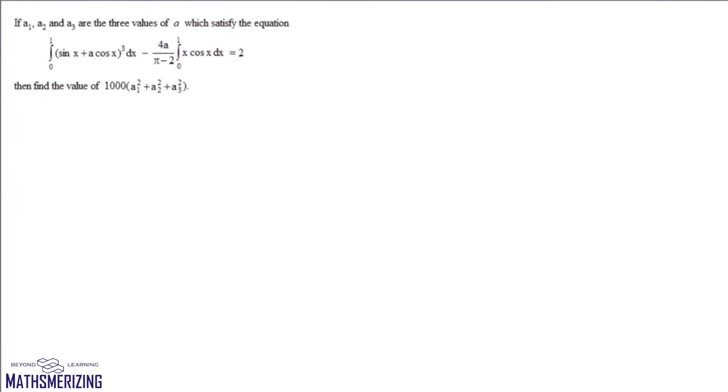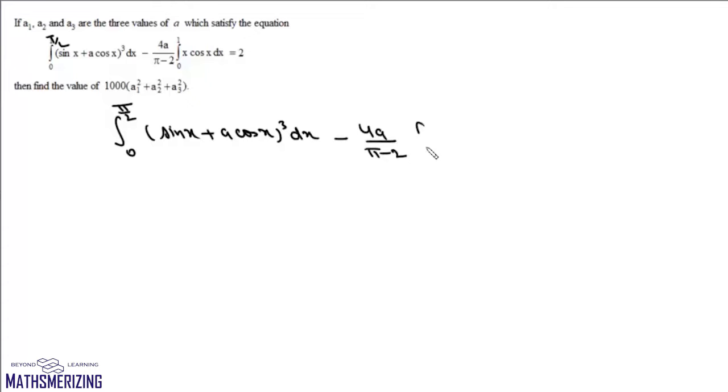Now here the question is, if a1, a2, and a3 are three values of a which satisfy the equation, this integral from 0 to pi by 2 of (sin x plus a cos x) cube dx, minus 4a upon pi minus 2, times the integral from 0 to pi by 2 of x cos x dx, and it is equal to 2. We need to find the value of 1000 times (a1 square plus a2 square plus a3 square).